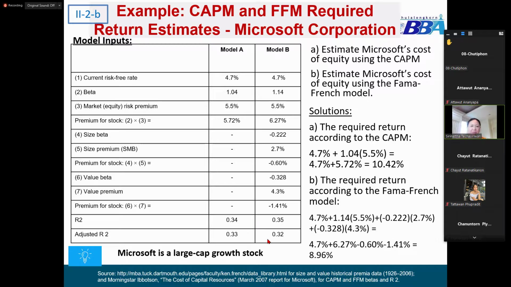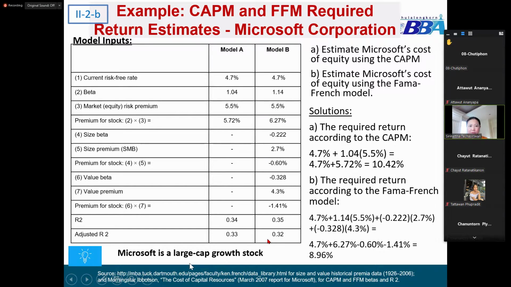When we want to determine whether it's a small cap or big cap, we look at the size beta, right? And we know that if the size beta is positive, it is a small cap. If it is negative, it is a large cap. So in this case, it is a large cap.